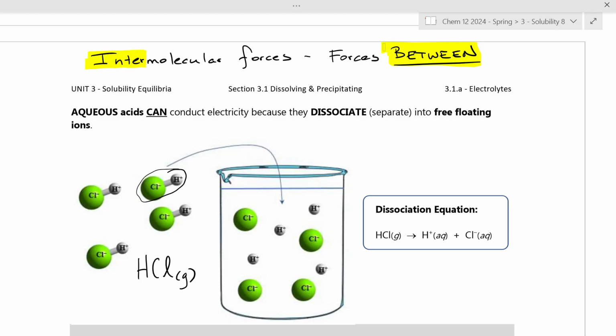Excellent. Okay. So they're the forces between molecules.